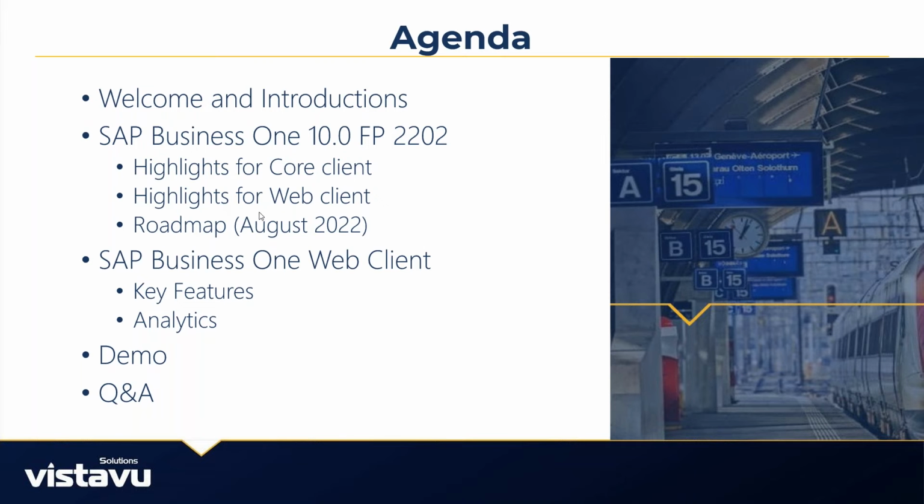Thank you, everybody. My name is Daryl Goodman. I'll come to introductions in just a moment, but I'm very excited to have you here for today's Q&A Cafe. We're going to start with some welcome and introductions. Today, I've also updated the agenda to include some roadmap items. So we'll be talking about what's upcoming as well as what's recently come out in Feature Pack 2202. Then we'll talk about the SAP Web Client, some key features and analytics. We'll do a demo, and then, as Sabine mentioned, we'll have the Q&A session at the end. So please, if there are any questions, enter them, and we'll make sure to address them.